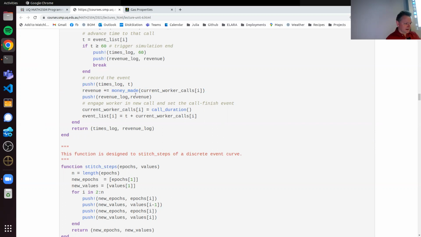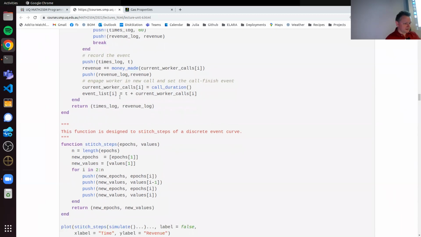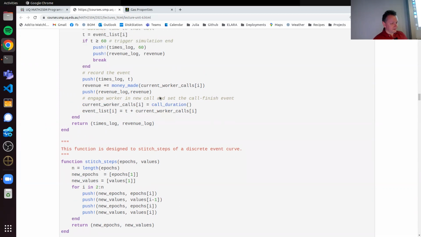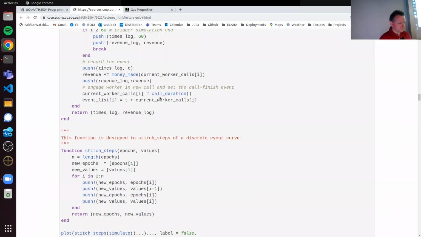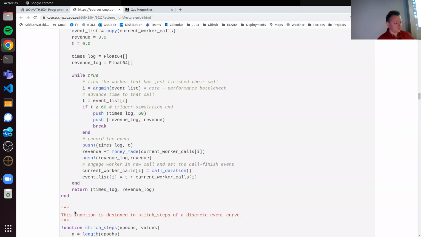And we put that in the log. And finally, this is the interesting bit. We go back and we mutate that state that's keeping track of when the next call ends or how long the next call is. And like that, that's how this sort of simulation works. And at the end, we spit out the vector of times and the vector of revenues.